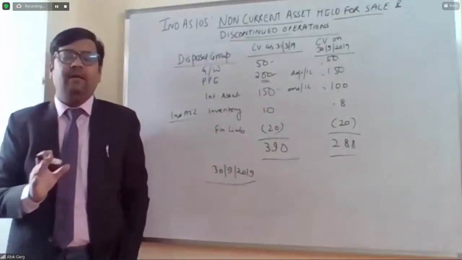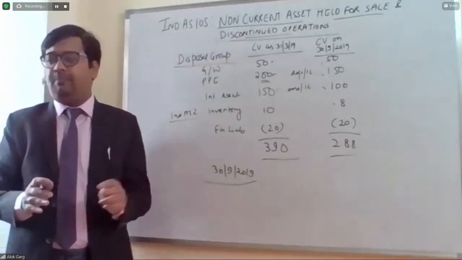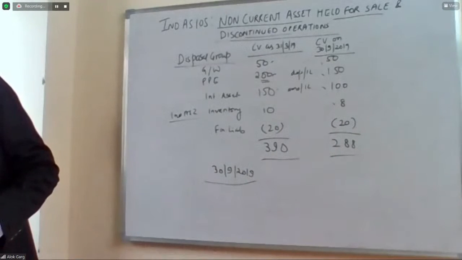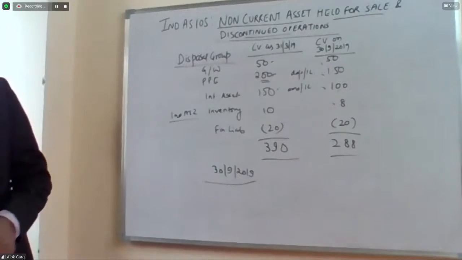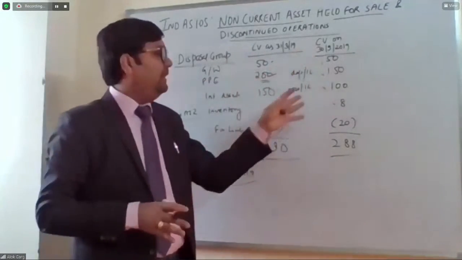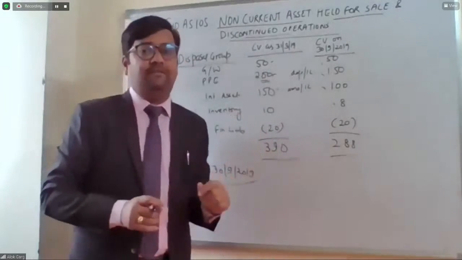Any problem so far? So I am explaining how to deal with the disposal group. Any problem so far? So let me look at the query link. No, nothing. Okay. So friends, we have calculated the carrying value of the assets and liability of the disposal group on the date of classification.